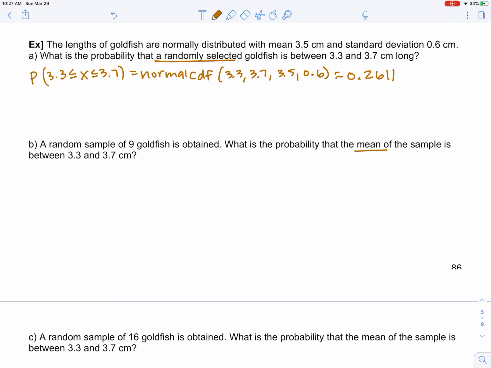What is the probability that the mean of the sample is between 3.3 and 3.7 centimeters? Okay, so this time the random variable is x bar, which means we need to take that into account when we compute our standard deviation. So we still do a normal CDF, but this time our standard deviation will change.